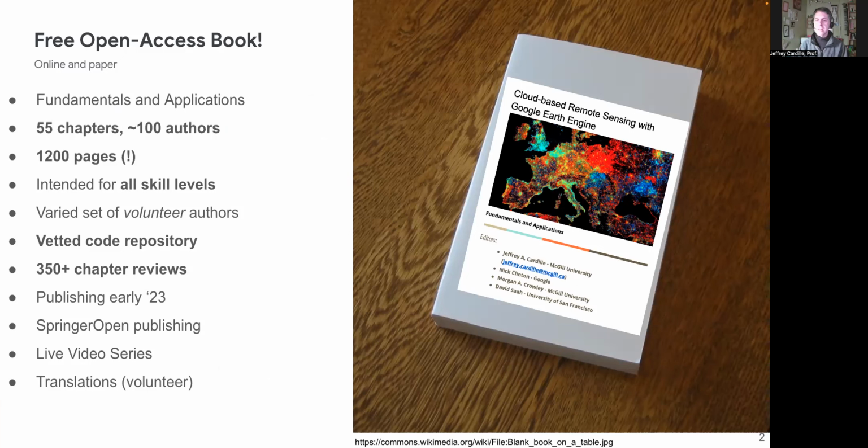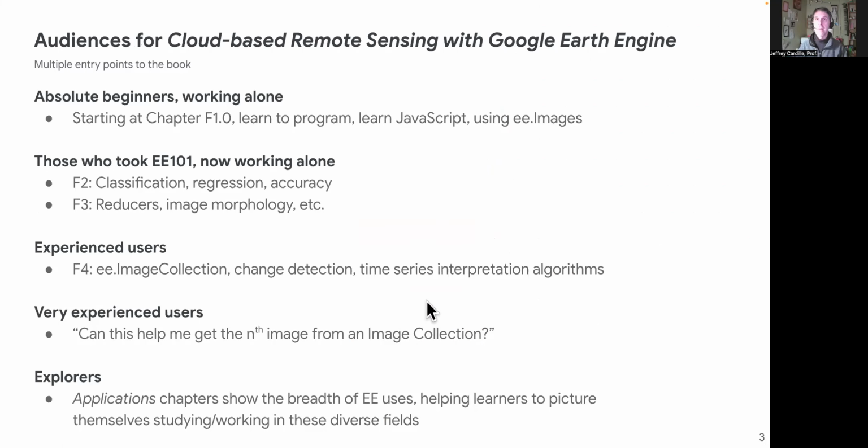All of us are volunteers. This is just an effort that we have done just to give back to the community. I've gotten a lot of really great knowledge and ability to do my work from Earth Engine. And so for me, for my participation, this was a chance for me to give back. It's been really great. It's been really carefully reviewed with more than 350, maybe now 400 reviews of chapters, and it will be published publicly on Springer Open Publishing for free this year. We're also producing a video series and some translations, which I'll tell you about at the end.